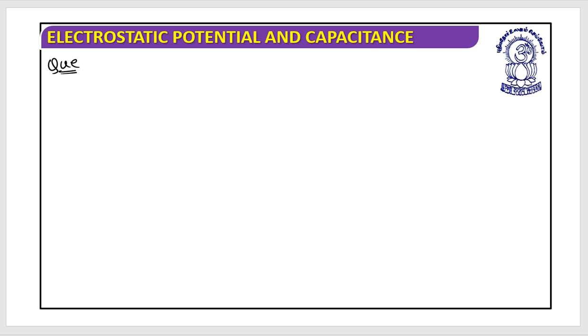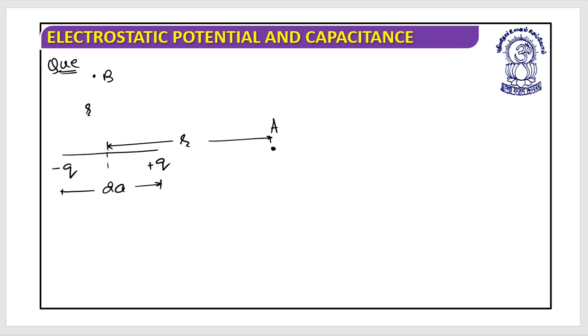Let's say one dipole is there. This is minus q, this is plus q, their separation is 2a. And let's say a certain location A is here, at r distance away from the midpoint, and another location is point B, which is also r distance away from the midpoint.